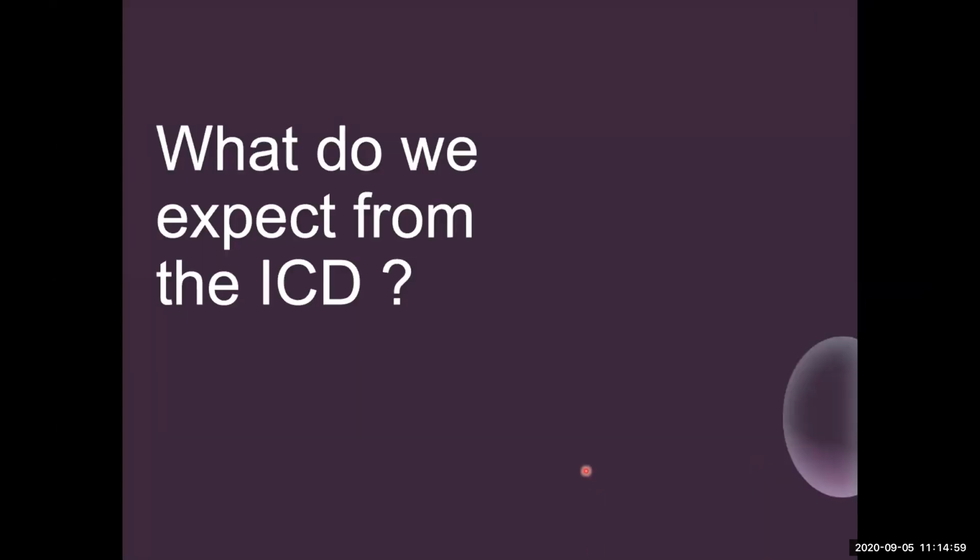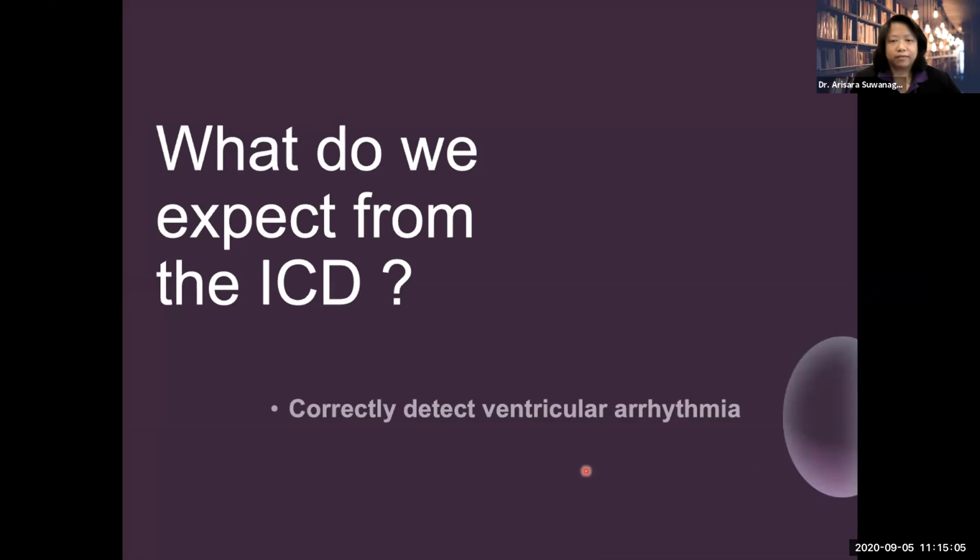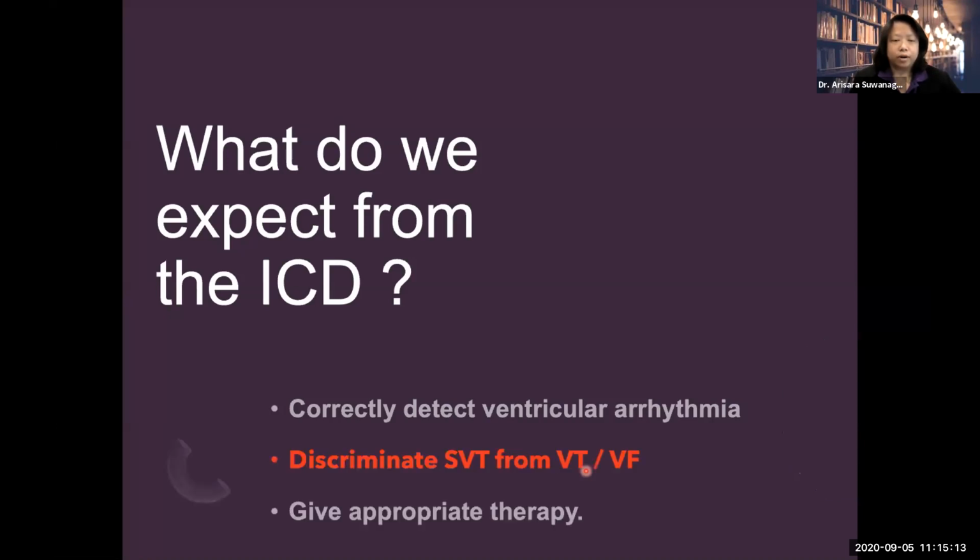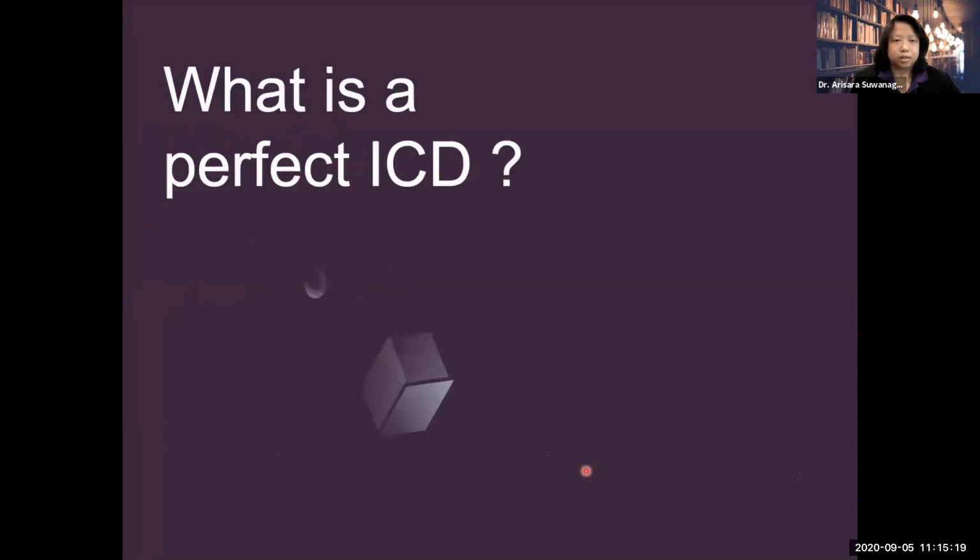So here, what do we expect from the ICD? We need the ICD to detect the ventricular arrhythmia and to give appropriate therapies when we detect arrhythmia. However, we need to discriminate from SVT because we don't want to have inappropriate shocks.